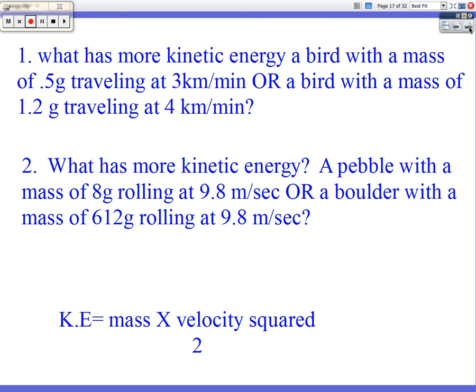Okay, here are 2 more problems. I want you to do these on your own, and we will look at them in class on Thursday.